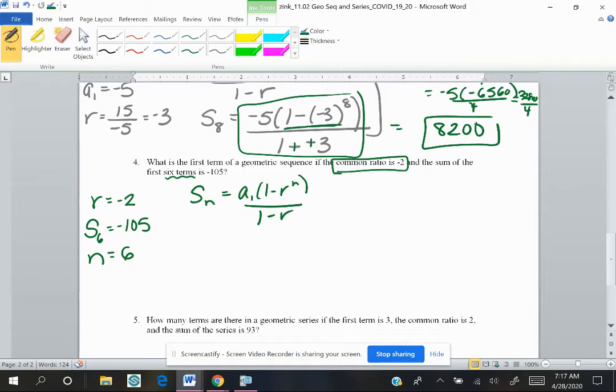Okay, so now in for S sub 6, I'm going to put my sum of -105. And my first term I'm looking for, I don't know. Then 1 minus my common ratio. Again, this is a negative, so it has to go in parentheses because it's being raised to the exponent of 6. And 1 minus -2, when we're adding and subtracting, does not need to go in parentheses because that would just become our double negative.